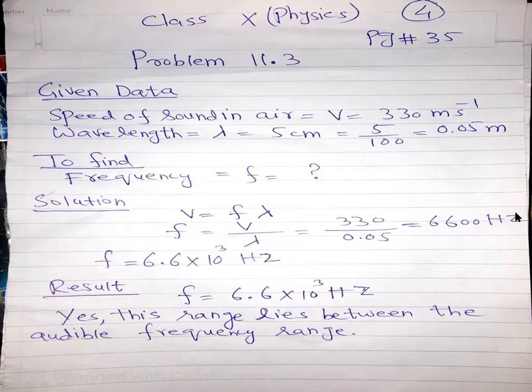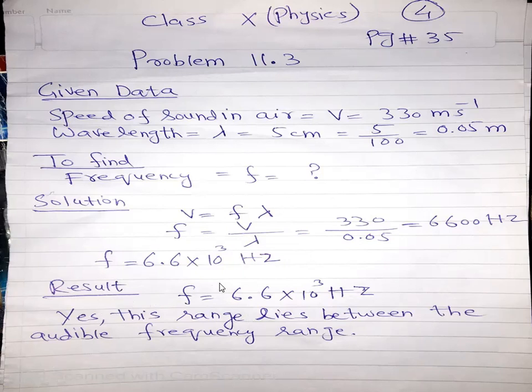Now we need to check whether this is in the audible frequency range. Our audible frequency range for human ears is 20 hertz to 20,000 hertz. So 6600 comes between 20 hertz and 20,000 hertz. So we will say yes, this value lies in the audible frequency range. So our answer will be yes.